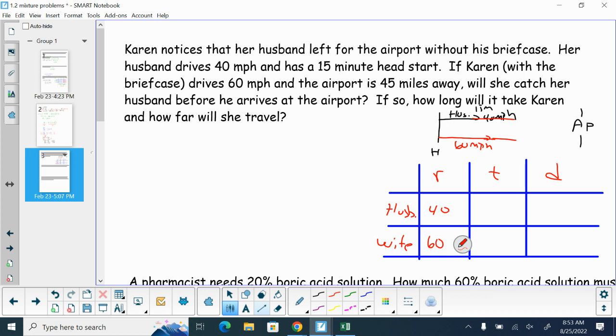So our time. One has a 15-minute head start. So what can our times be? We can't just put T and T. What do we put for our times? 45 and 60? For the times? That's your rates. 40 and 60. 15. Minutes. They're just traveling 15 minutes.